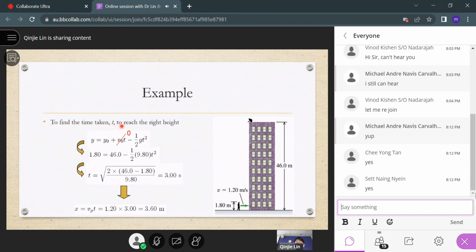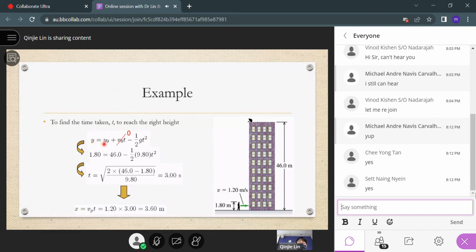So to find the time taken to reach the correct height, that means from the top here, you want to reach 1.8 meters. Okay, we need to find the time taken. You will use your kinematic equations, using whatever is written in the notes. Okay, so just now it was x, right? Down here we're looking at y, but it's the same thing.